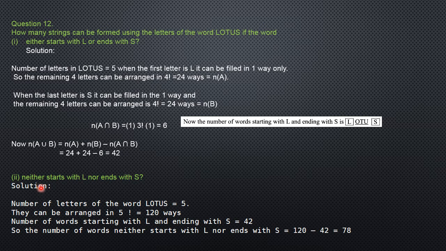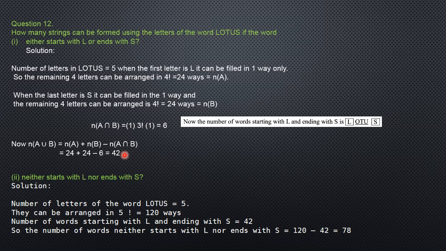Next, neither start with L nor end with S. This is one of the simple questions. Now I will find the total number of words using the given letters. They can be arranged in 5 factorial ways. Reason: there are 5 letters and 5 places. So 5 factorial means 1 into 2 into 3 into 4 into 5, that is 120 ways. This is the total number of words, 120 words.